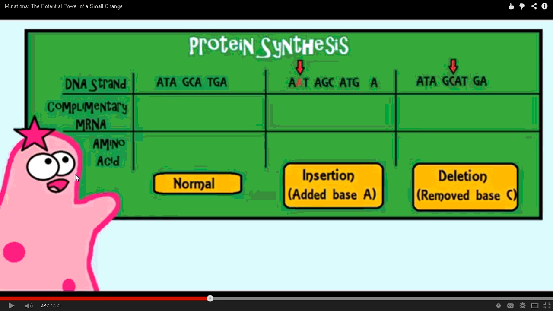mRNA. A would pair with U. T would pair with A, and then A would pair with U. So it'd be UAU, right? Well, this one's not going to be UAU. This one's going to be UUA. So we're going to have a big, huge mistake in our codon, which would be a mistake in our amino acid, and then that shifted all the way down. It messed up everything past it.